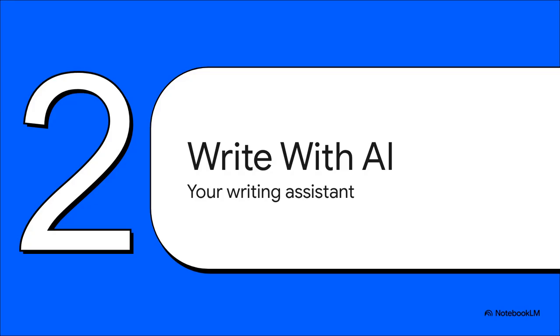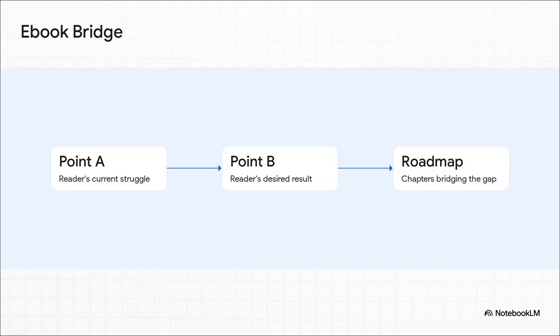Moving right along to step 2. Write faster with AI, your new writing assistant. Now that we have a profitable, validated idea, how do we build it? Well, both Molly Kieser and Sean Dalwett hit on this really simple core philosophy. A nonfiction ebook is just a bridge. You're taking the reader from point A, their current struggle or pain point, to point B, their desired result. Your chapters are simply the chronological roadmap that gets them there. Any chapter that doesn't directly solve that core problem, just cut it.